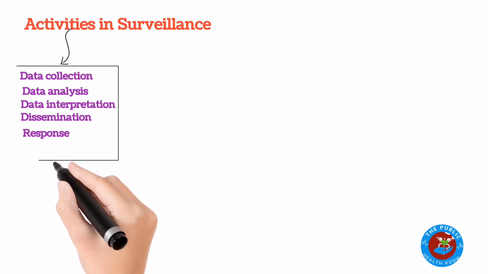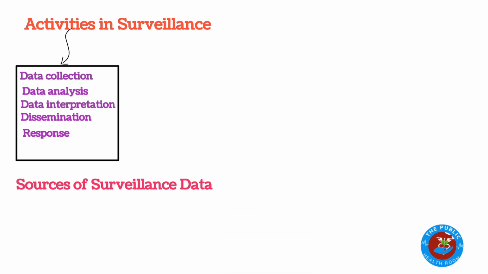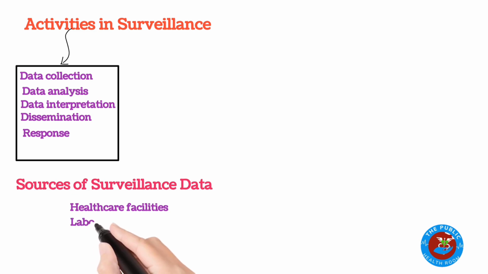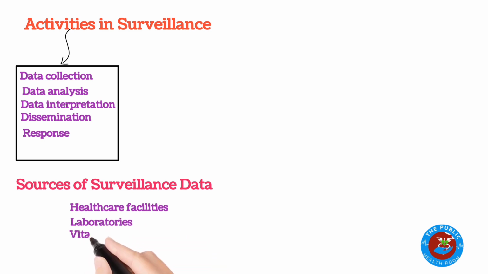Sources of surveillance data. Where does surveillance data come from? Key sources include: 1. Healthcare facilities. Hospitals and clinics report cases. 2. Laboratories. Test results provide crucial data on pathogens. 3. Vital records. Births, deaths, and other vital statistics offer insights into population health. 4. Surveys. Health and demographic surveys capture additional information. 5. Community-based systems. Local reports from community health workers.